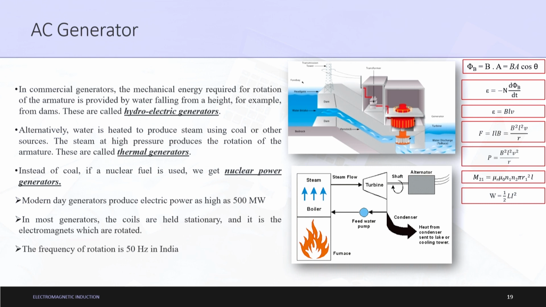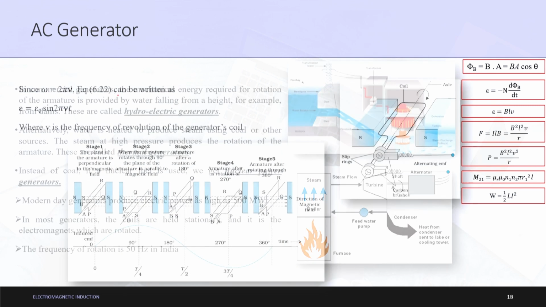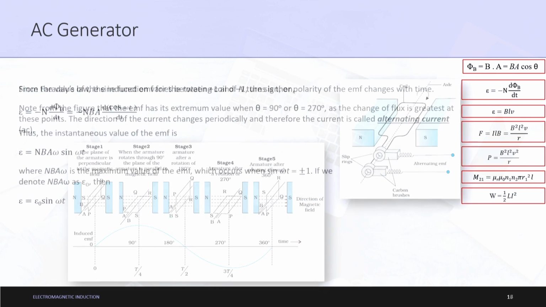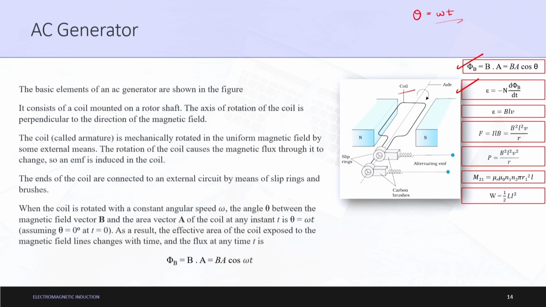So, what does an AC generator do? It converts mechanical energy into electrical energy. Now in commercial generators the mechanical energy required for rotation of the armature, please make sure what is armature. Armature is only a coil here, it is a physics term used for depicting the coil. It is also written here, just for a quick reference, that the coil is also called armature.